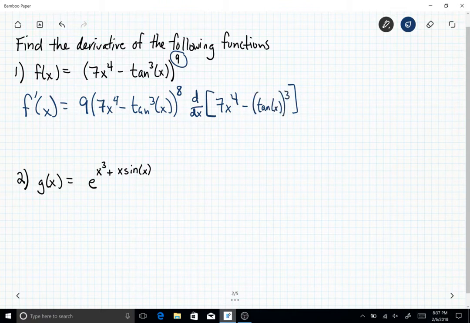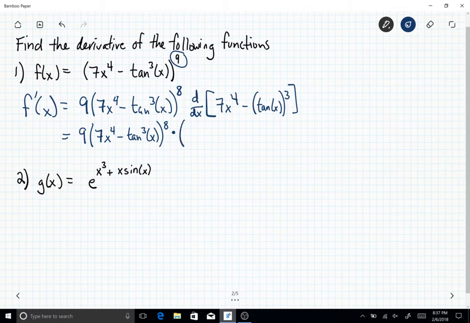That way that might look a little nicer for most of you. And if you can skip that step, feel free to as well. I'm not saying you have to do that. It's just something that might help people see. So this becomes 9 times the quantity 7x to the 4th minus tan cubed x, all raised to 8th power. Now remember, we're supposed to multiply by the whole derivative, so we need to use parentheses.